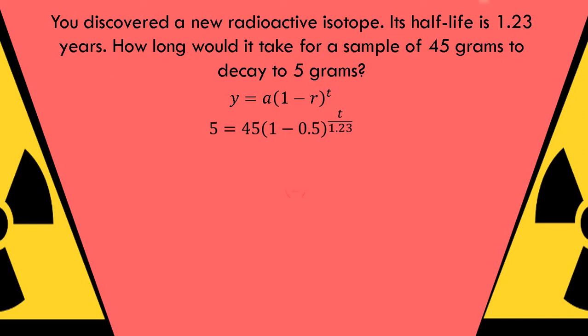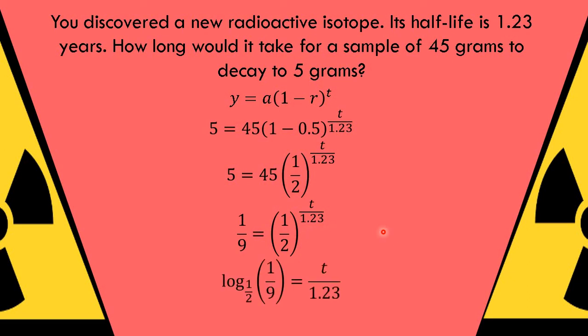Okay, so simplify. We have 5 equals 45 times 1/2 raised to t over 1.25. So simplifying them, we have 1/9 equals 1/2 raised to t over 1.25. Then use logarithms. So we have logarithm of 1/9 to the base 1/2 is equal to t over 1.25. Then solve for t, which is equal to 3.89, so approximately 4 years.